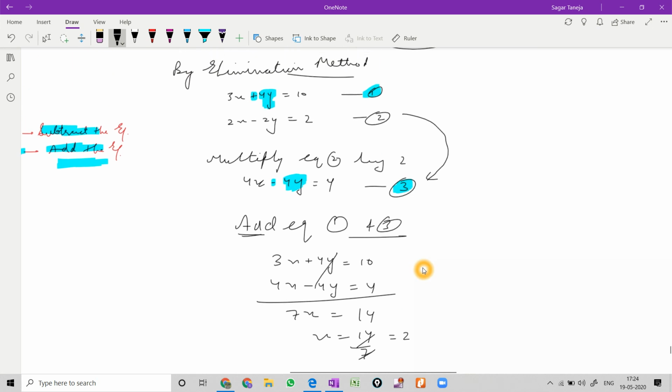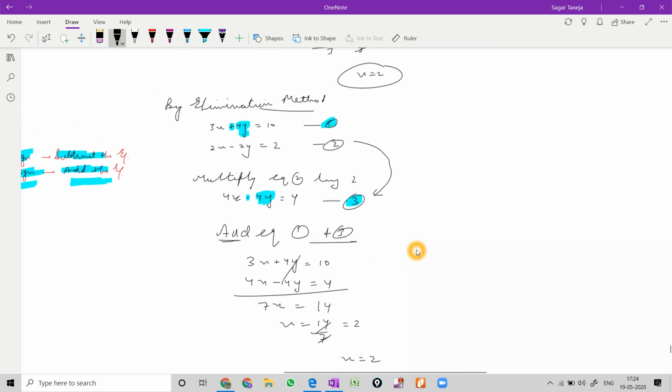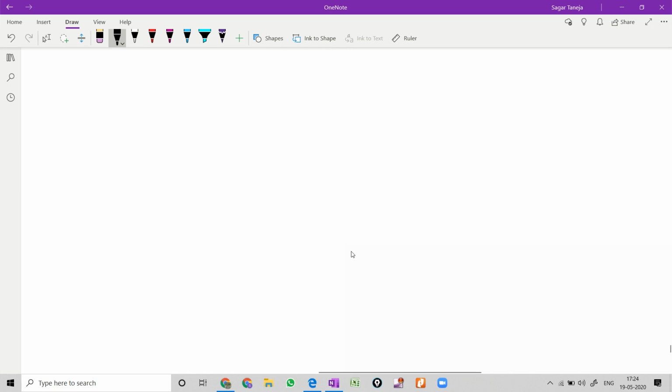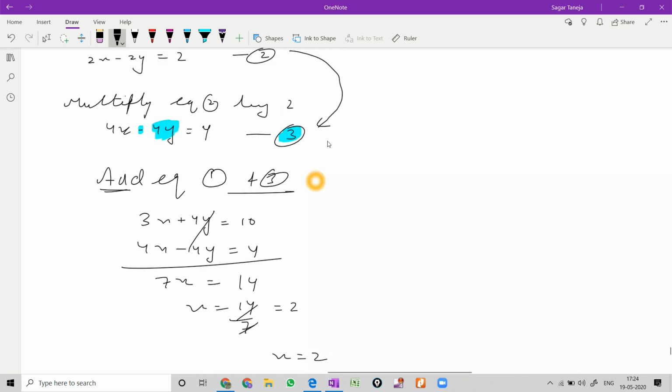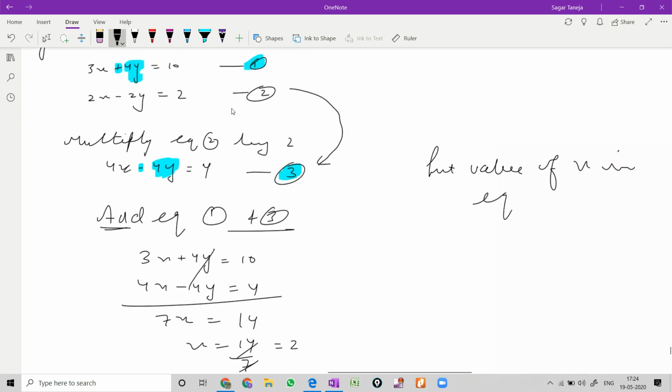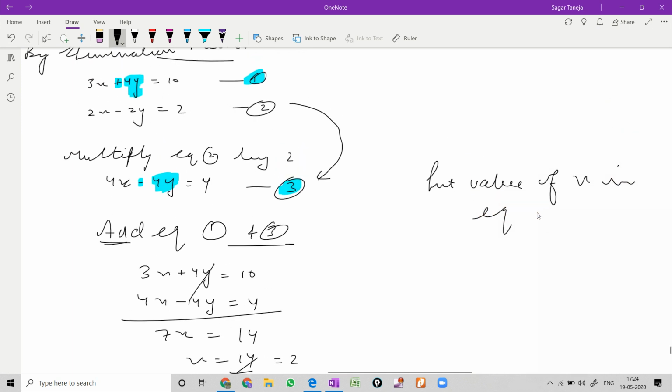With very few steps we have figured out the value of x. Make the equations same, multiplication, addition, and we got the answer of x. Okay, now we can take out the value of y in the same manner. Just put the value of x in any of the equations. Let us say take equation 1.